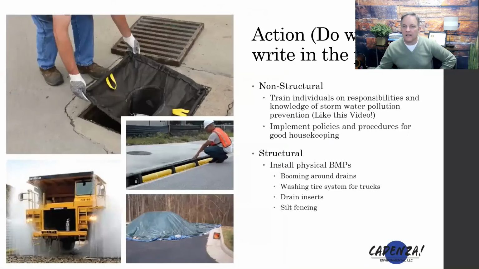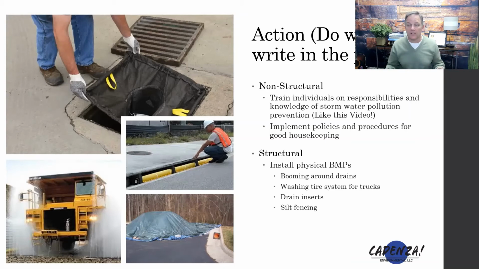So the next action in your stormwater pollution prevention plan is to commit to doing all of these things that you've identified. So train individuals on responsibilities and the knowledge of stormwater pollution prevention, such as a training video like this, maybe a bit more detail, but these could serve in that capacity. What you're doing to implement the policies and procedures for good housekeeping at your facility. Those are the non-structural things.